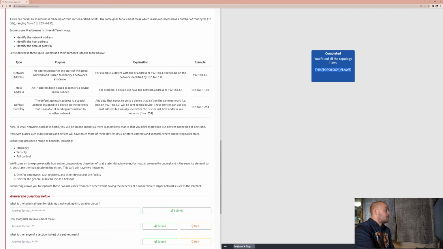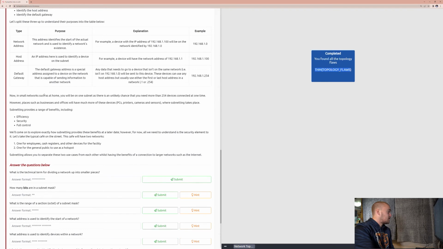Now the last would be the default gateway. So the default gateway address is a special address assigned to a device on the network that is capable of sending information to another network. Any data that needs to go to a device that isn't on the same network, for example, 192.168.1.0, that's the network that we're talking about, will be sent to this device. These devices can use any host address, but usually either the first or last host in a network, which is .1 or .254.